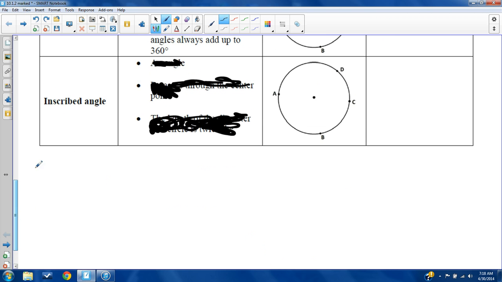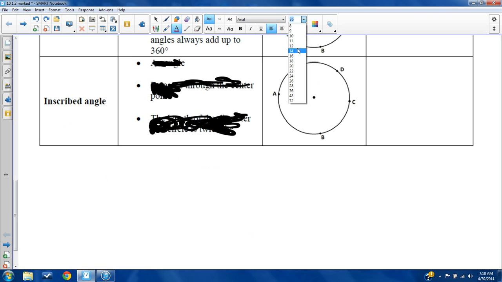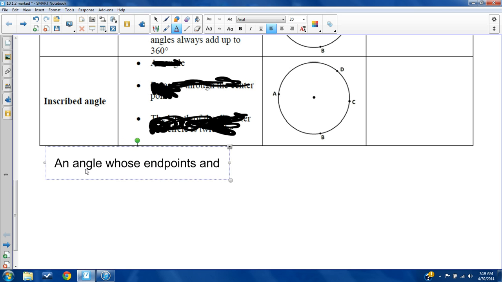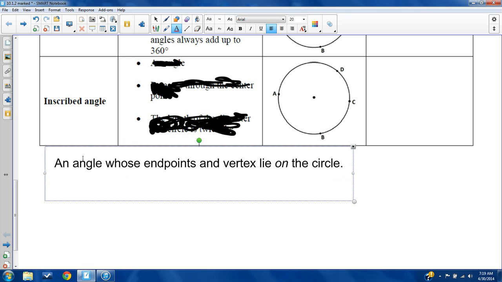We're working on inscribed angles. And let me type something out for you. Here we go. Let's say it is an angle. I think I started to type that and then I stopped. An angle whose endpoints and vertex lie on the circle. And I'll explain what that means. I want to emphasize this. On the circle.